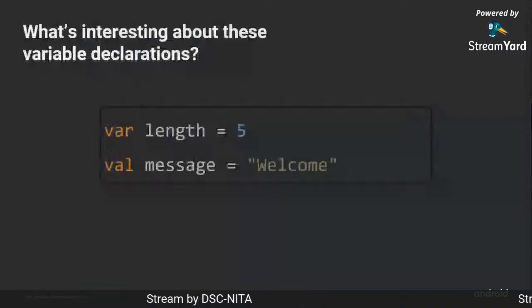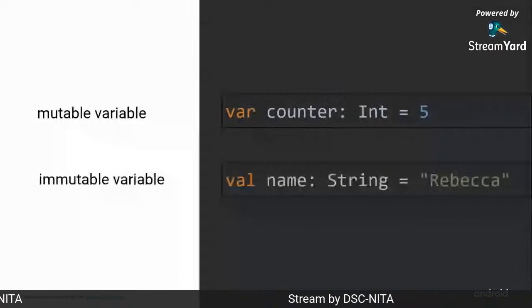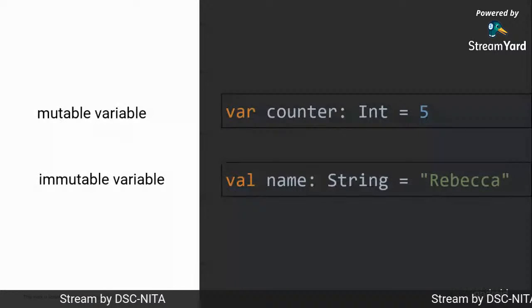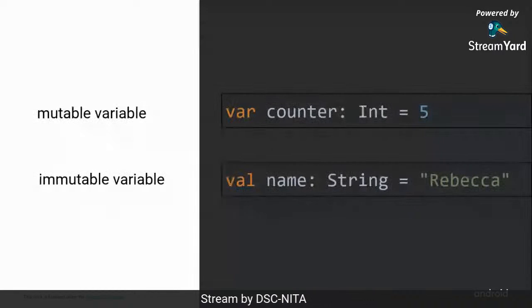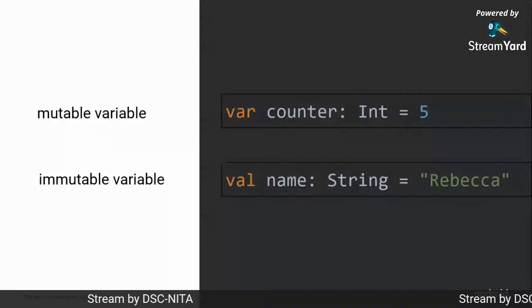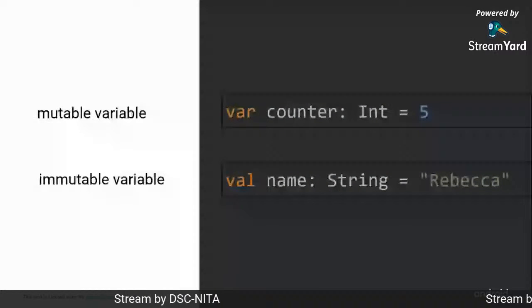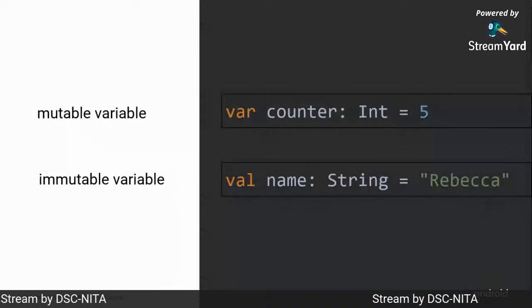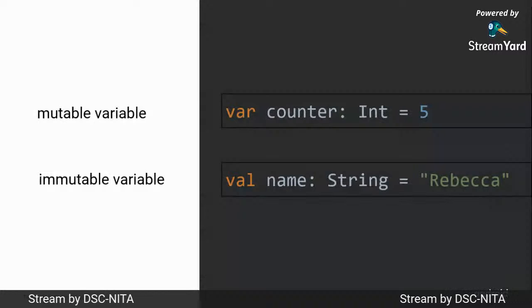Note that regardless of whether the keyword var or val was used, the objects themselves may still be mutable or not. For example, you can declare a mutable list with val myList, which is in camel case, myList is equal to mutableListOf, which is also in camel case. I explained what is camel case. While the reference to this list does not change, you can still add or remove items from myList. Okay, so I think you get it.